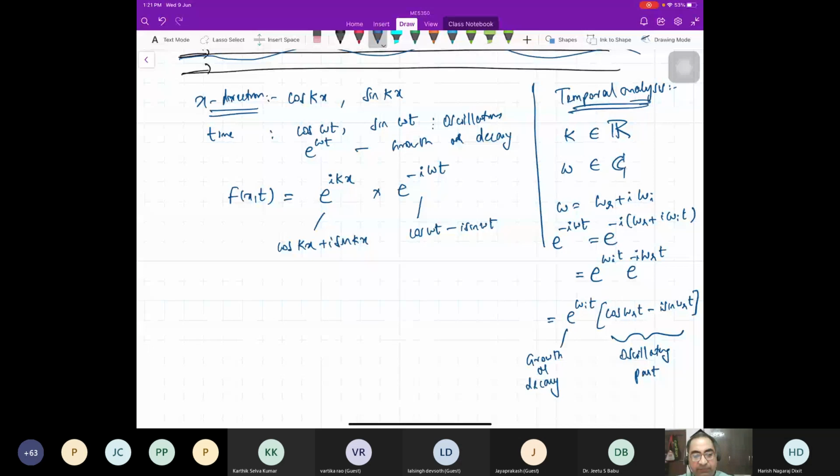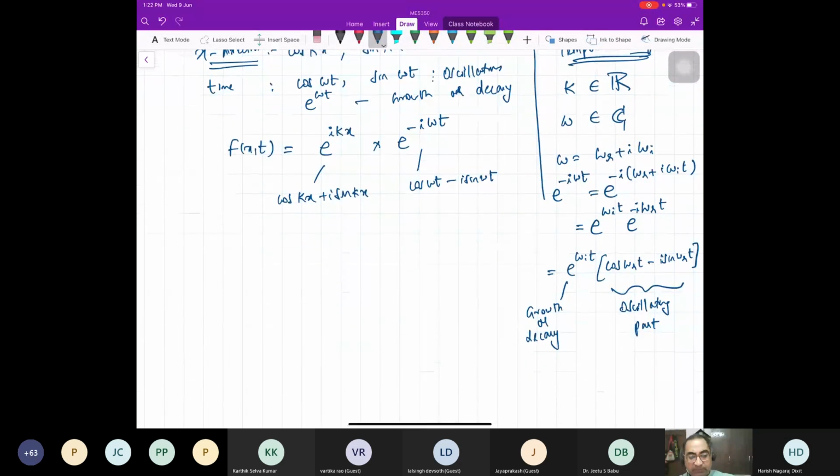In general, you can have all these complexities. You can have growth or decay and oscillation, and when you throw a stone in the water, there is also a certain wavelength to those ripples. The wavelength of those ripples is given by e to the power i kx, cos kx plus i sin kx. So if I put everything together, I now have f of x comma t is e to the power i times (kx minus omega t). k is real, omega is complex.